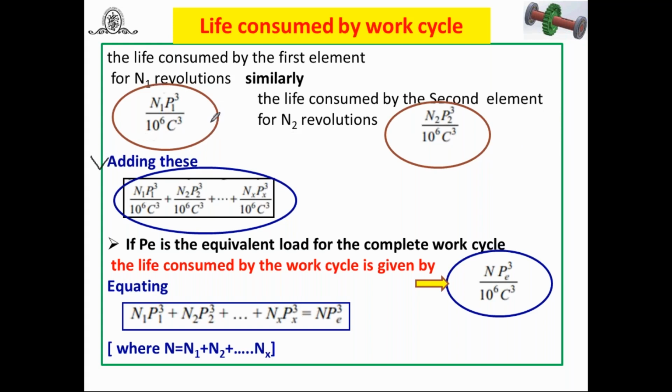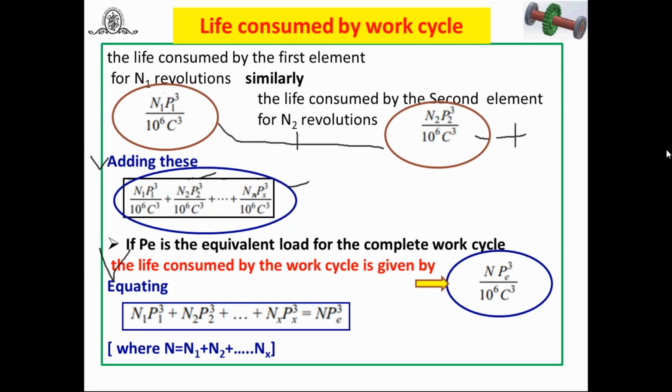You have to add all these life consumed here. You have to make the addition as per your number of elements. So here, adding N1 P1 cube upon 10 raised to 6 into C cube, plus this for element 2, plus so on up to X elements. Adding these, you will get the life consumed. And when we have to write this statement for the life consumed by the complete work cycle, P1, P2, P3 are acting, and you know very well, to find out the dynamic load, first we have to calculate the equivalent load.